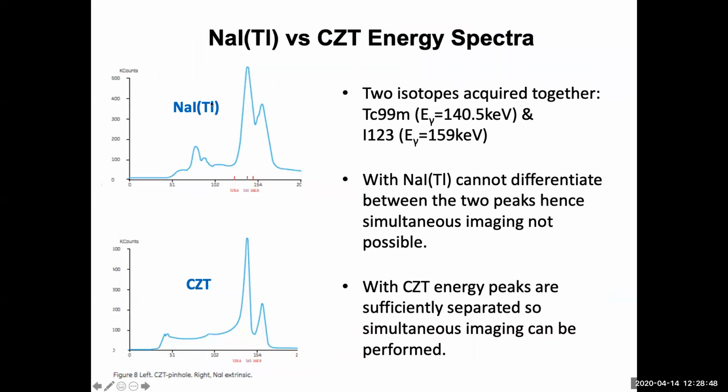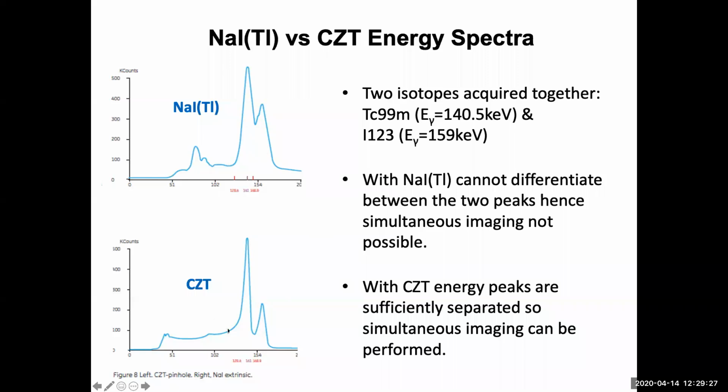We can compare the sodium iodide detector and CZT. Consider we have a gamma camera and two isotopes, technetium and iodine-123, acquired simultaneously. The energy of technetium is 140 keV and the energy of iodine is 159 keV, so they are close to each other. With a sodium iodide detector, we cannot differentiate between the two peaks, hence simultaneous imaging is not possible with this kind of detector for these two isotopes.